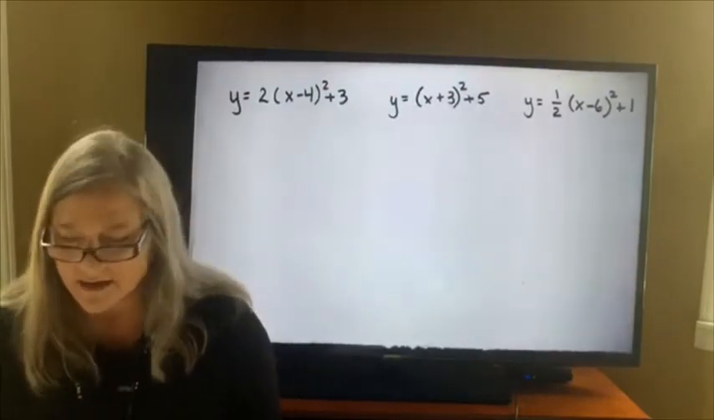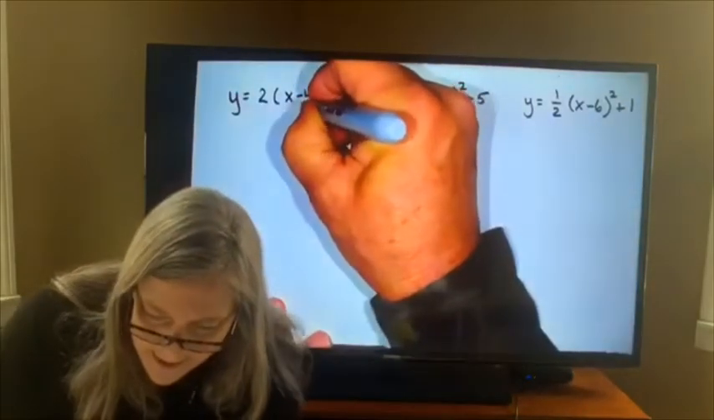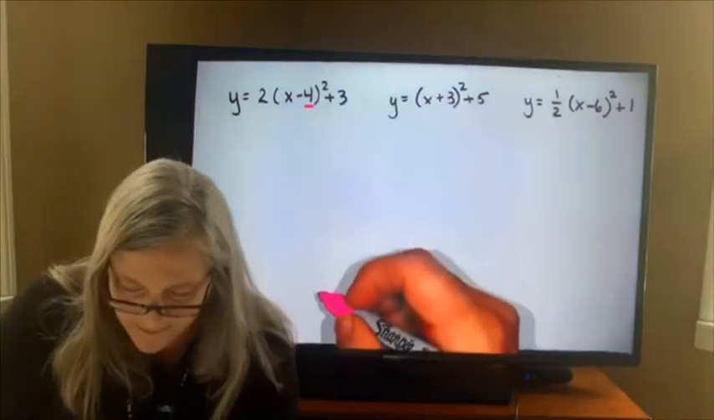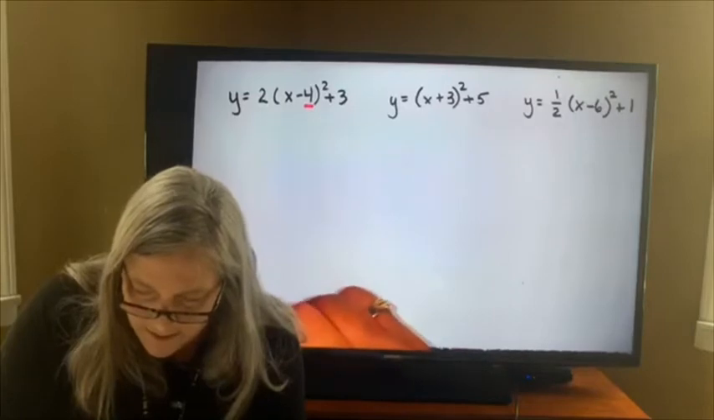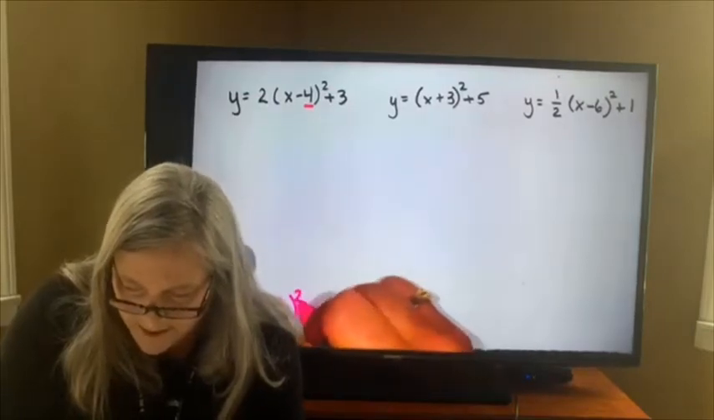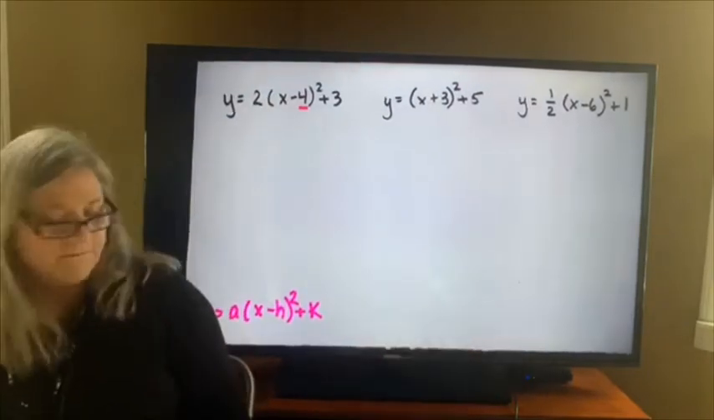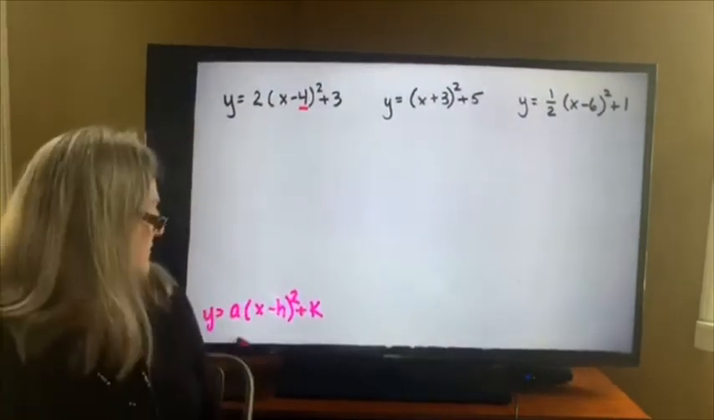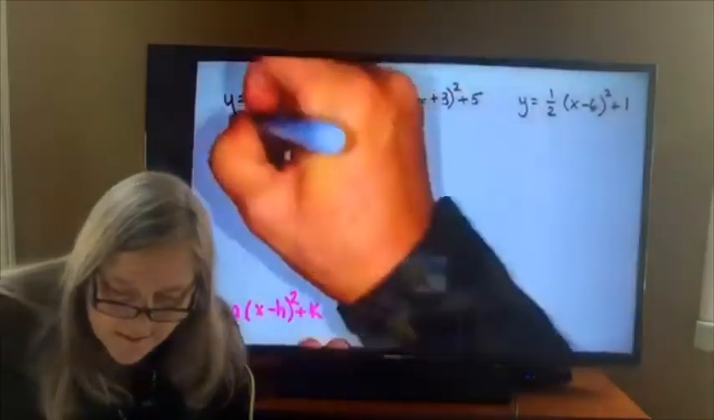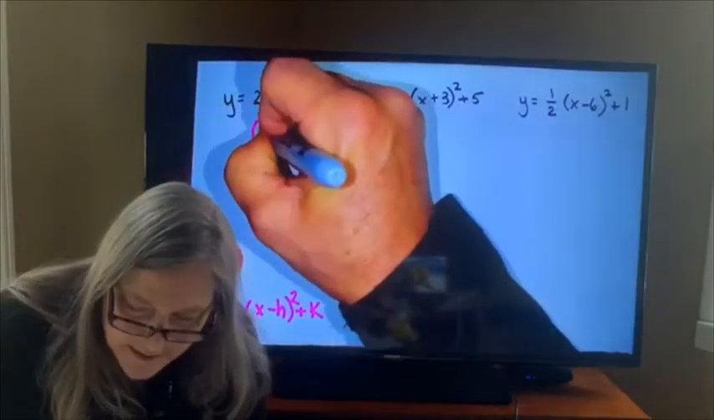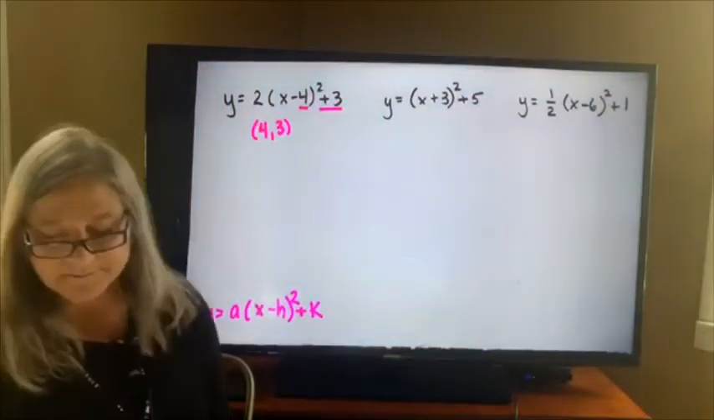All right, so let's look at our vertices, that's plural of vertex. So remember, I'm going to write this down at our bottom just so we can remember. Y equals a times the quantity x minus h squared plus k. All right, remember that's our formula. So we have, here's our h, here's our k. So let's just write down the vertex first. Here's our h, here's our k. All right, so we got that vertex all written down.